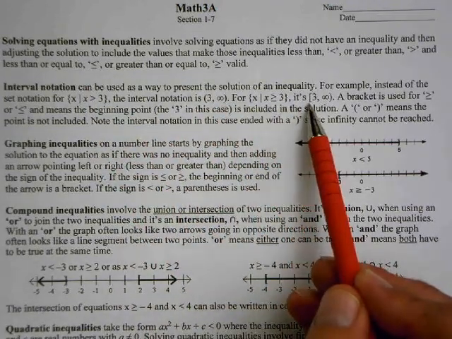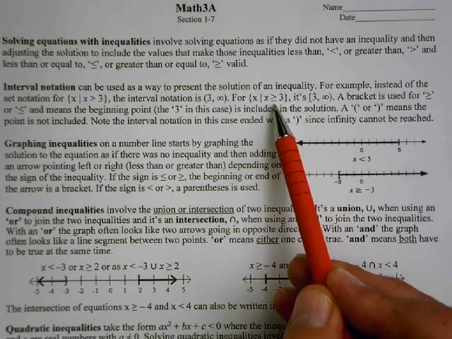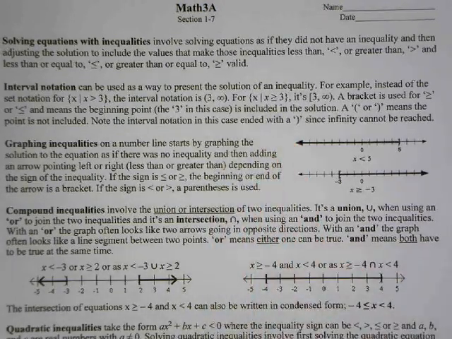So parentheses are for greater than or less than. Brackets are for greater than or equal to or less than or equal to.